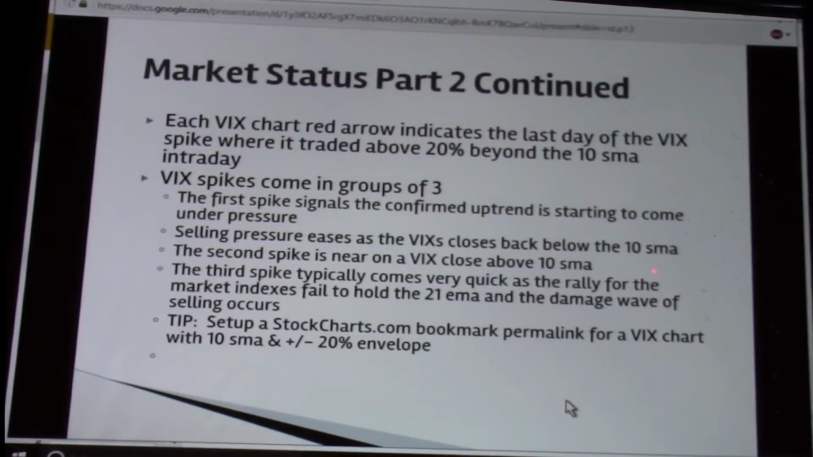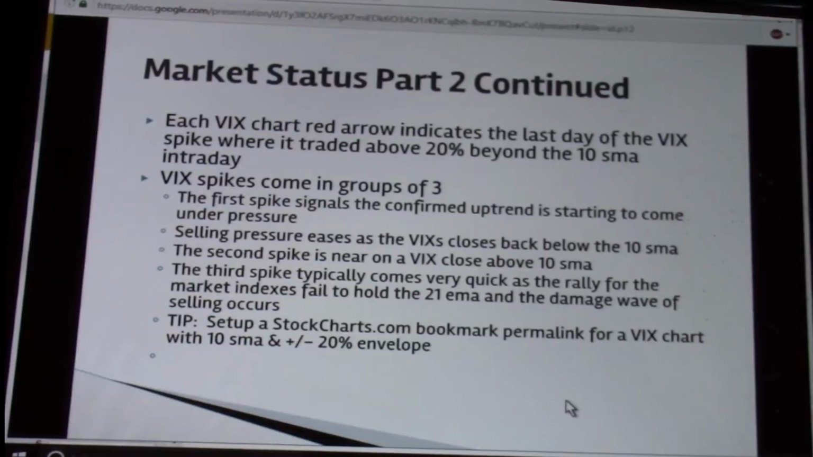Okay? So part 2: each red arrow is the last day of the VIX spike where it was 20% higher than the 10-day moving average. They come in threes. The first spike confirms the uptrend is ending. Basically, it's coming under pressure. Selling pressure eases when it goes back below the 10-day. So when that first wave ends, you have a relief rally. That rally goes until you close above the 10-day moving average again.